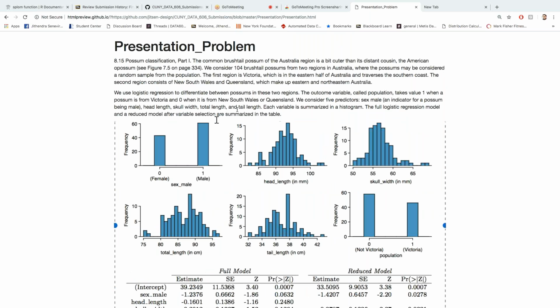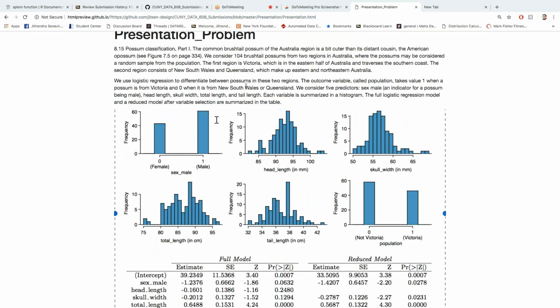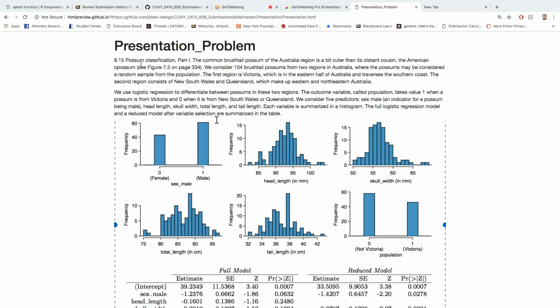Okay. So I chose two questions to present because they are very much related, and there's not much content in either of them. So I thought it'll be a pretty seamless transition from one to the other. It's about possum classification, and it's about two species or subspecies from Australia where they've classed certain possums from Victoria as 1 and others from New South Wales or Queensland as 0.